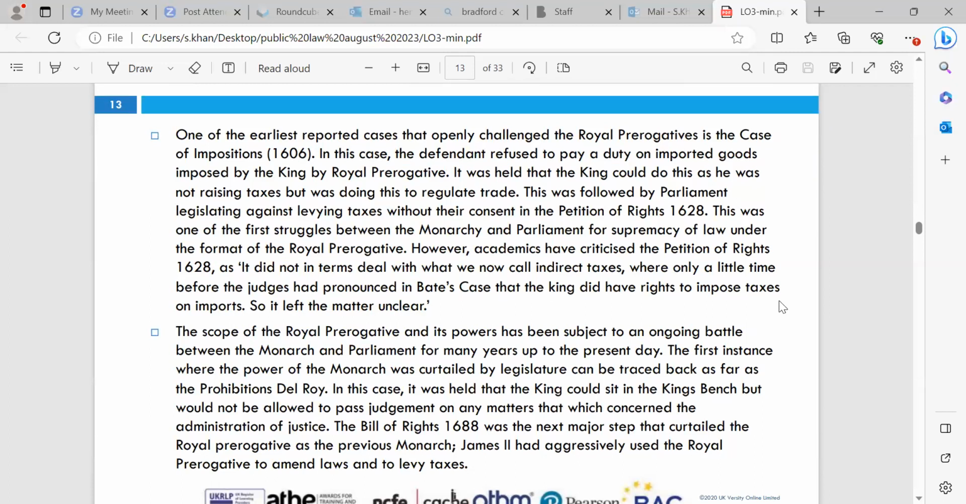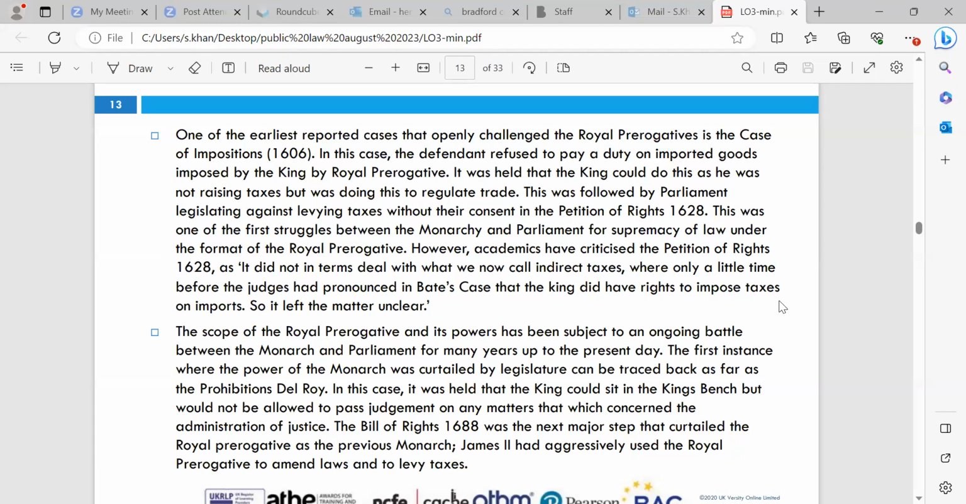One of the earliest reported cases that openly challenged the royal prerogative is the Case of Impositions 1606. In this case, the defendant refused to pay duty on imported goods imposed by the King by royal prerogative. It was held that the King could do this as he was not raising taxes, but was doing this to regulate trade. This was followed by Parliament legislating against levying taxes without their consent in the Petition of Right 1628. This was one of the first struggles between the monarchy and Parliament for supremacy of law under the format of the royal prerogative.